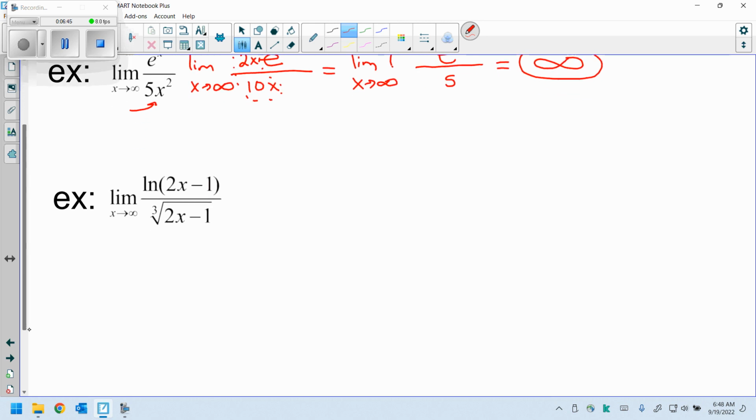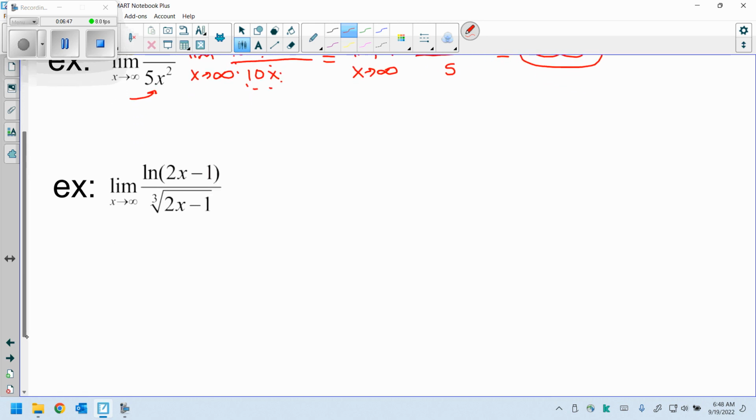How about this guy? Natural log of a huge number is huge. Cube root of a huge number is huge. So I can't determine exactly what that is. So I'm going to try L'Hopital. Derivative of the top, let's see. Derivative of natural log is derivative of the something divided by the something.